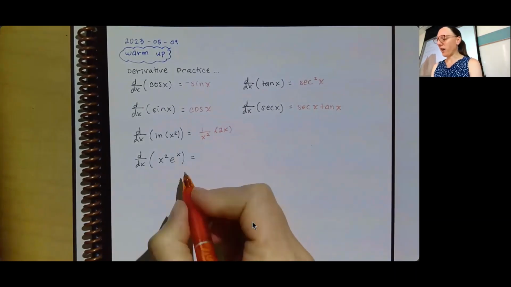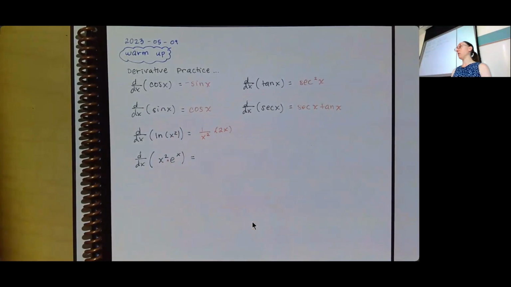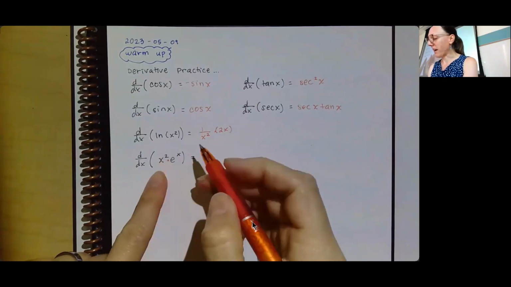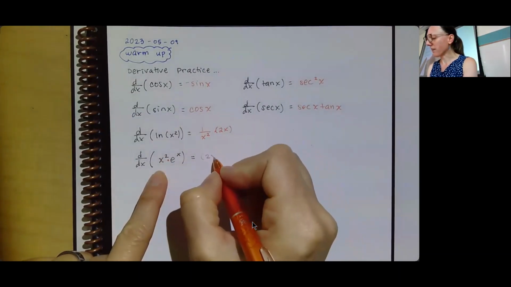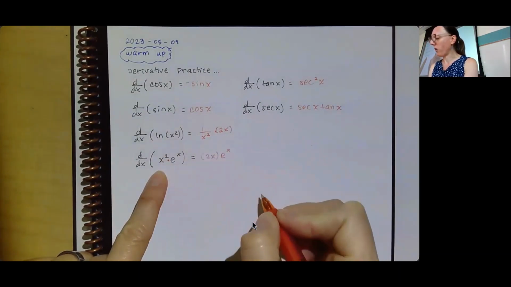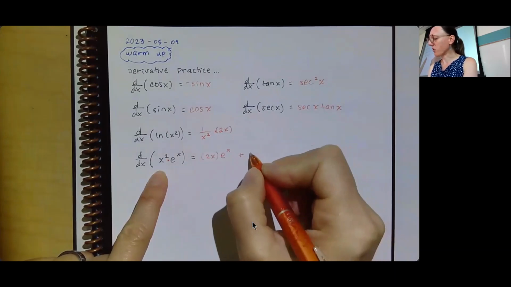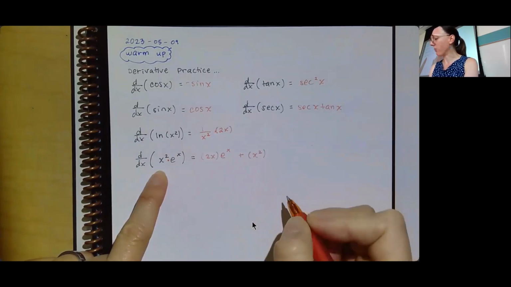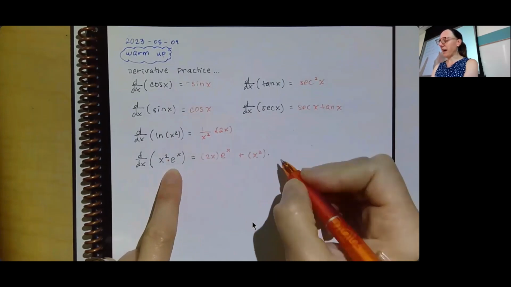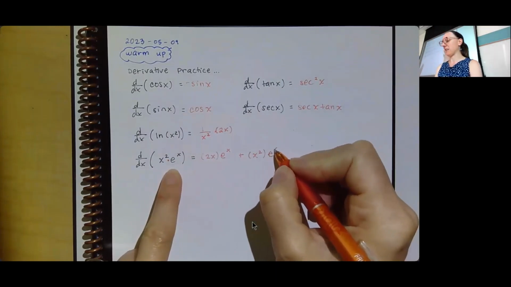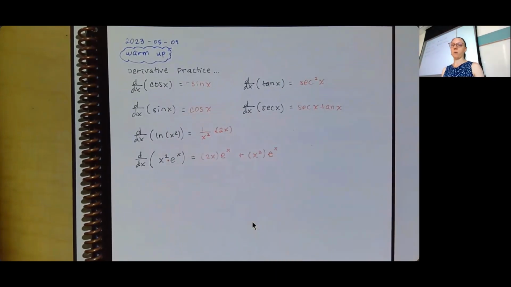Here, I know that I've got product rule because I've got x squared times e to the x. So when I take that derivative, the derivative of the x squared is going to give me 2x. I'll leave the e to the x alone. I'm adding that to leaving the x squared alone, and the derivative of e to the x is e to the x. Sweet, we walk away. Okay.